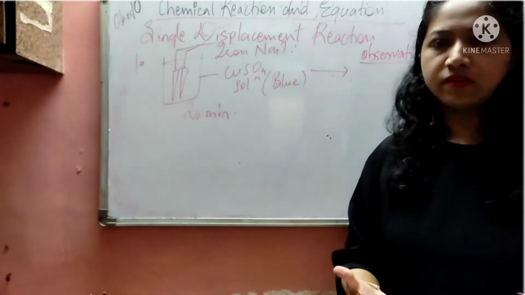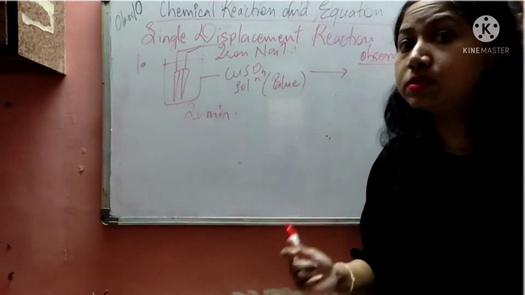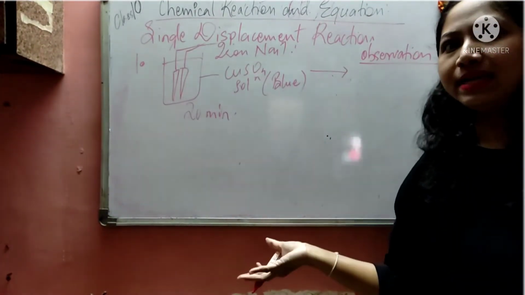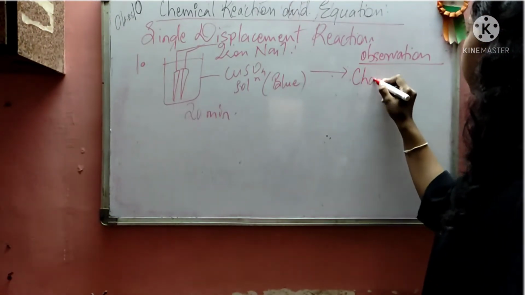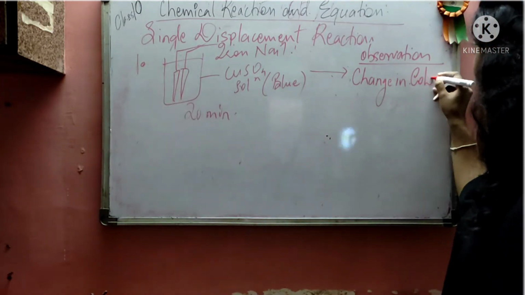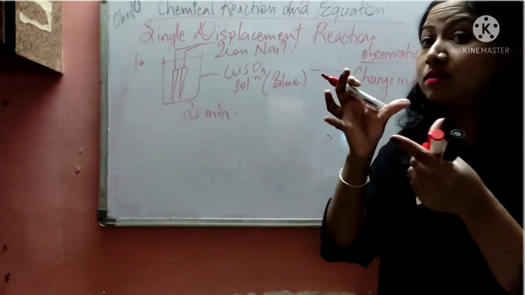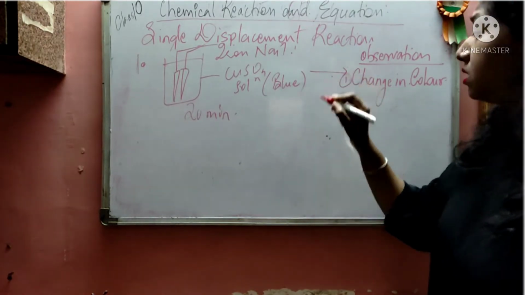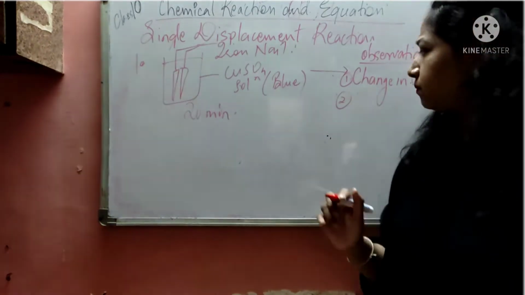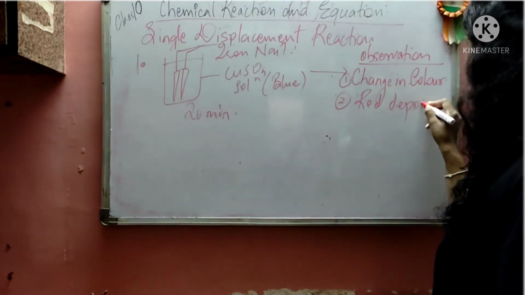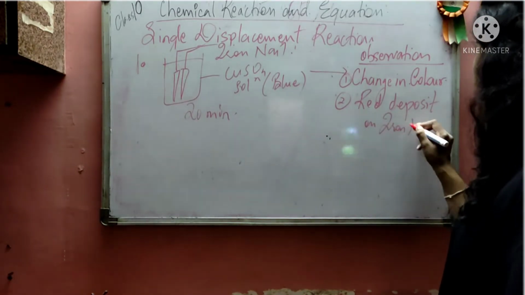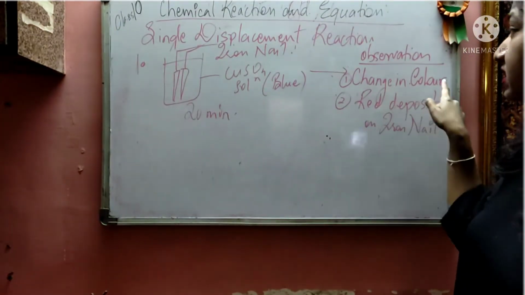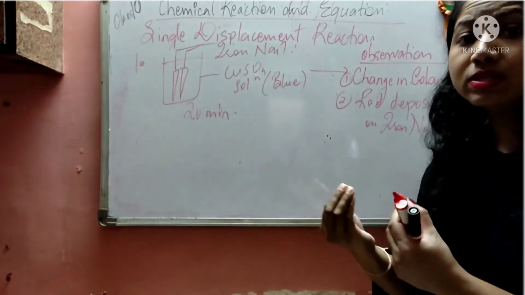After doing this experiment, what you observed is, first, there is a change in the copper sulfate solution, which was earlier blue but has now turned green. So the color has changed from blue to green. And the second thing you observed is a red deposit on the iron nail. So two observations: first, a change in color, and second, red deposits on the iron nail.